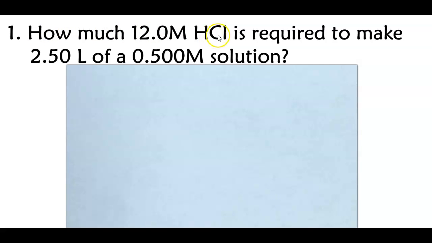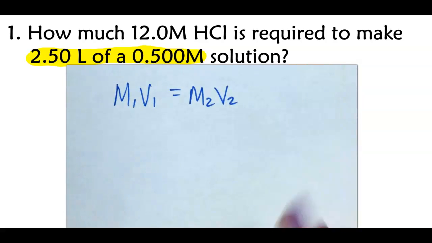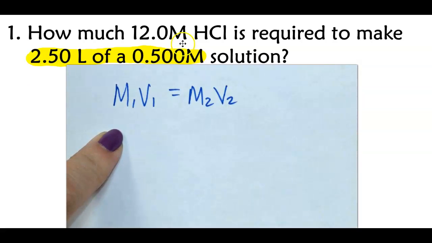How much 12 molar hydrochloric acid is required to make 2.50 liters of a 0.50 molar solution? The first thing I want you to notice is that this 2.50 liters and this 0.500 molar solution, those go together. They're side by side. It's this volume of this molarity. So our equation is M1V1 equals M2V2. And so you're going to make these side-by-side numbers your M1 and your V1.